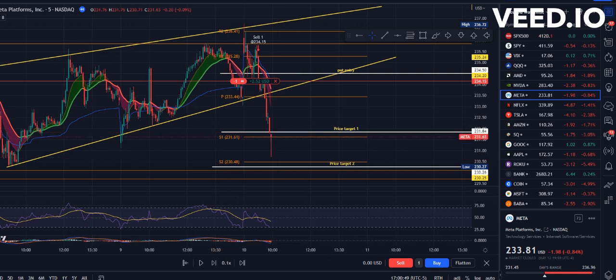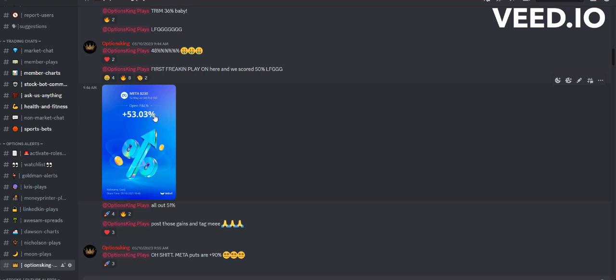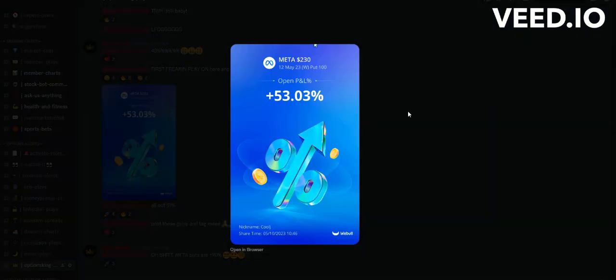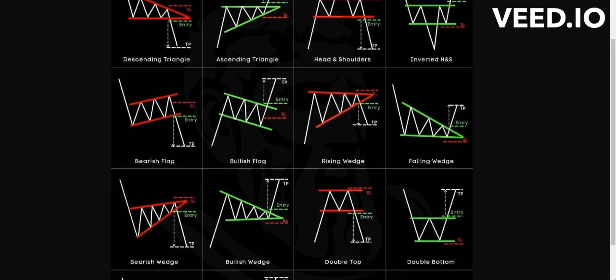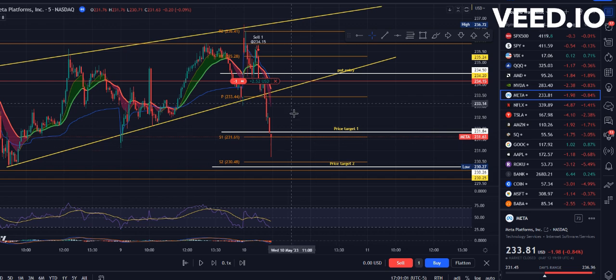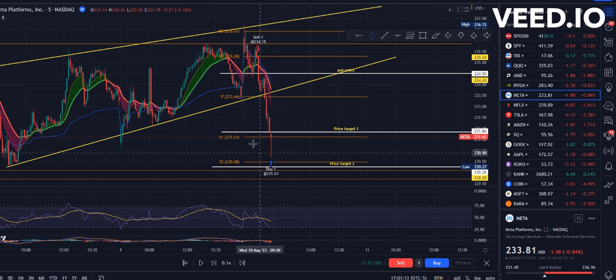Boom, another drop down. On that huge drop down, we took all profits because I didn't like that wick to the upside. And we got out of this play for 53%. That huge wick to the upside, touching that oversold territory, definitely just tells us, hey, we gotta go. The play's over. And that was a $2.52 move to the downside.